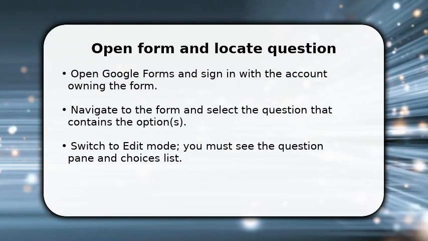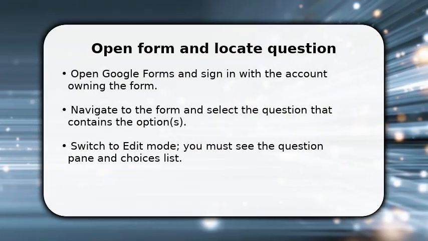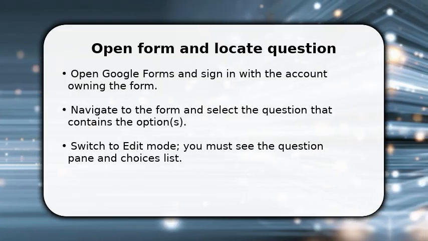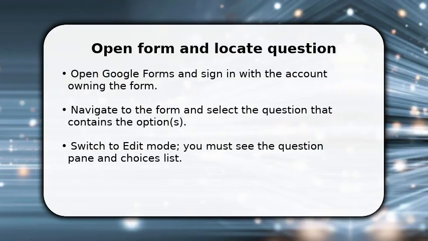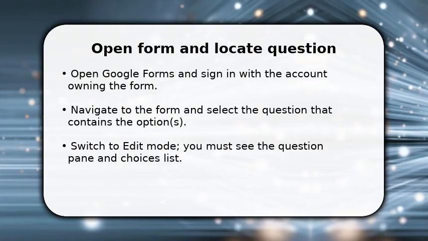You start by opening the form you own and finding the specific question with the choices to remove. Once you see the choices list, click into that question so it becomes editable. Make sure the question type supports choices, like multiple choice or checkboxes, because you cannot remove options from open-ended questions.